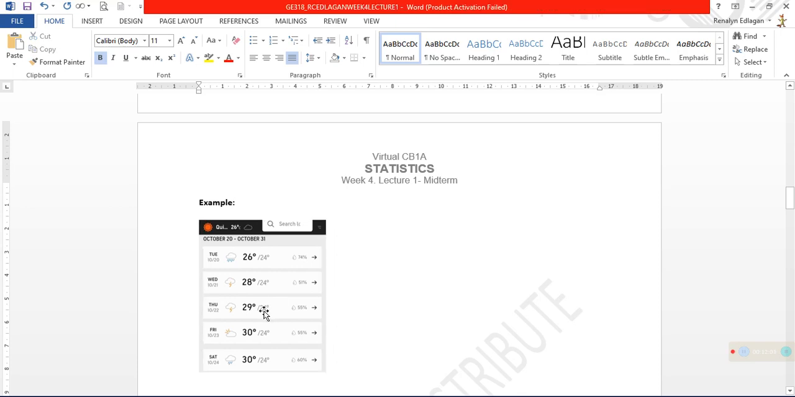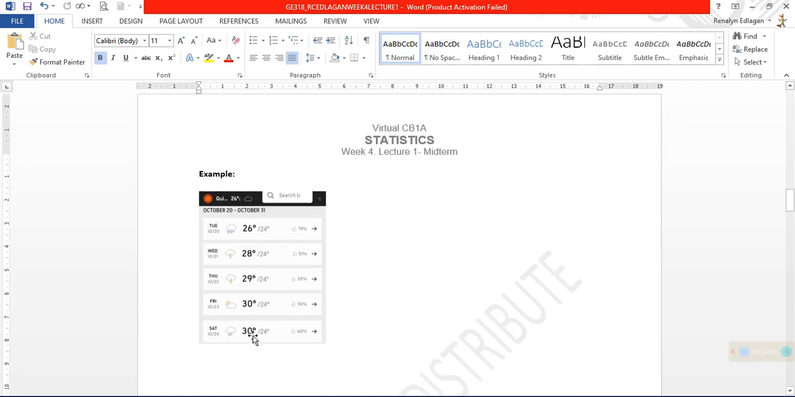On Thursday, hala, papainit siya. 29 degrees Celsius na. On Friday and Saturday, mas mainit. 30 degrees Celsius na. So, the bolded values here are the highs for the next 5 days, yung highest temperature natin. And the lows, ito yung mga nandito. We can expect the lowest temperatures to be 24 degrees Celsius for the next 5 days.